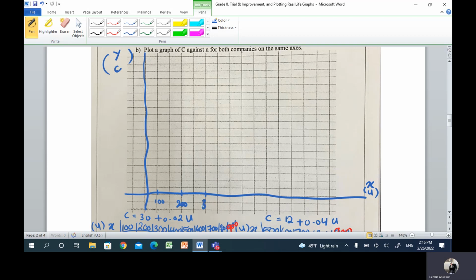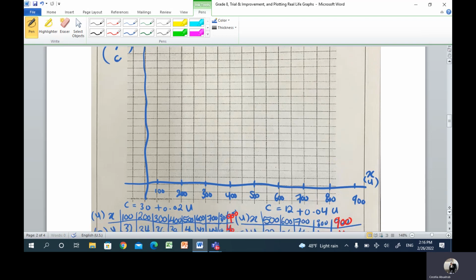So we're going to start 100, 200, 300, 400, 500, 600, 700, 800, and 900 here. And if you look at the values of Y that we got when we substituted X or U, it is basically even numbers, right? So I'm going to start with, let's say, counting by 8. So 8 from 0 to here is 8.